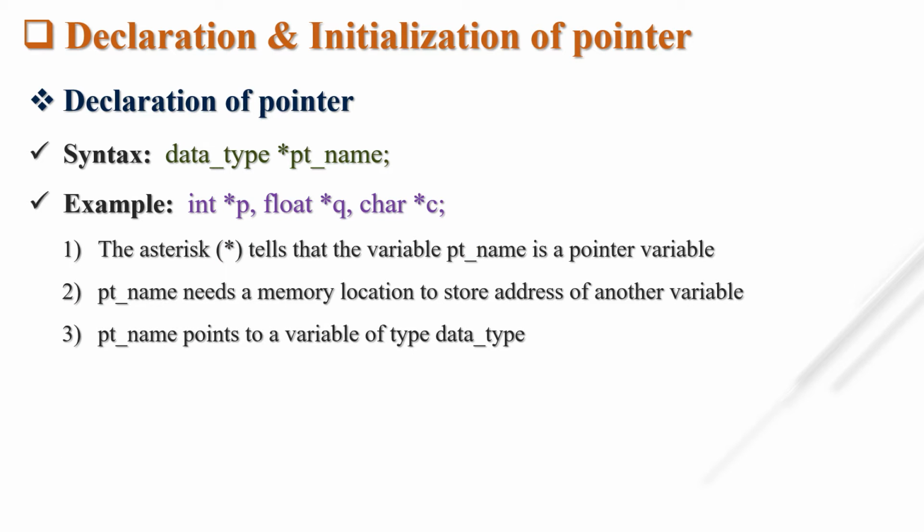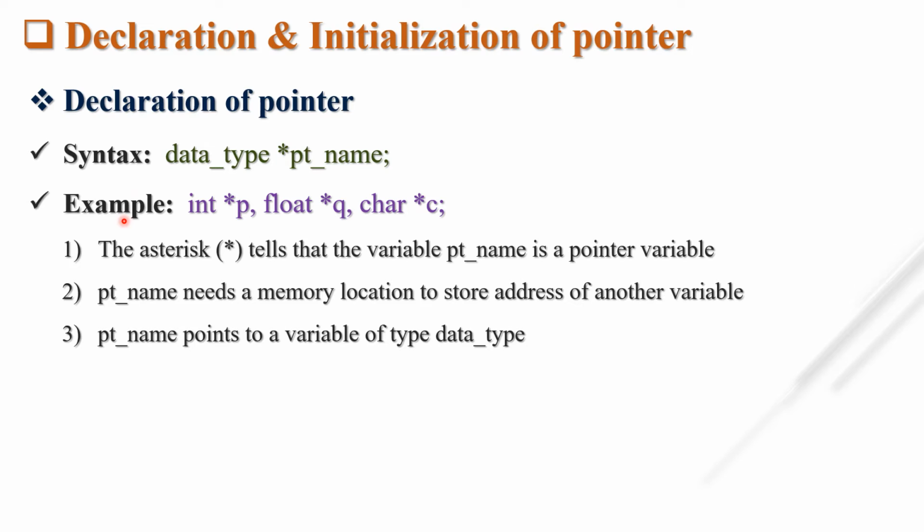Okay, now we see how to declare and initialize the pointer. So what is the syntax to declare any pointer? First you have to write the data type, then a space, then this asterisk mark, and then the variable name. So this variable name is detected by the compiler as a pointer. Whenever this statement is encountered, the compiler is able to know that this particular variable is a pointer.